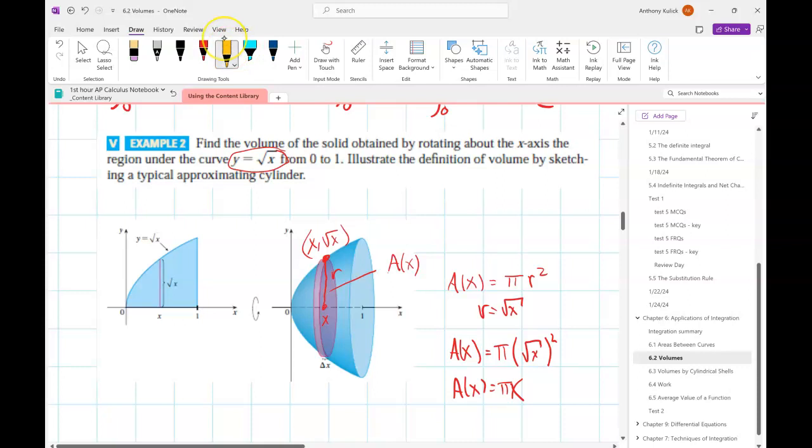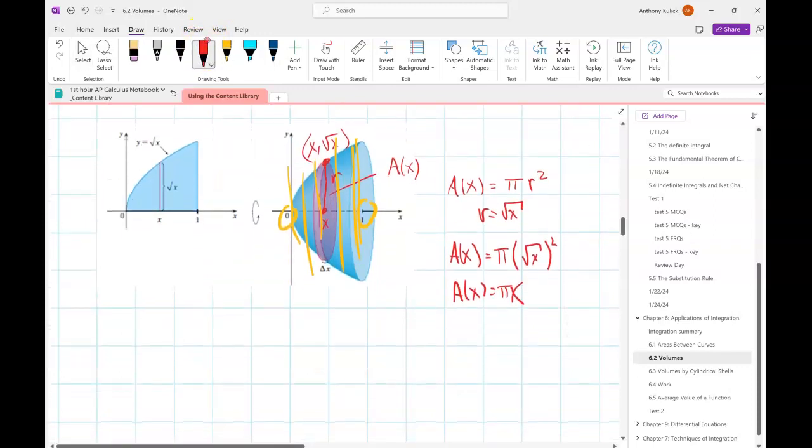Now I have to think about my bounds for my integral. So I'm going to start my slicings at 0, and I'm going to be slicing perpendicular to the x-axis, and keep slicing until I get to 1. So my integral should be 0 to 1 pi x dx.